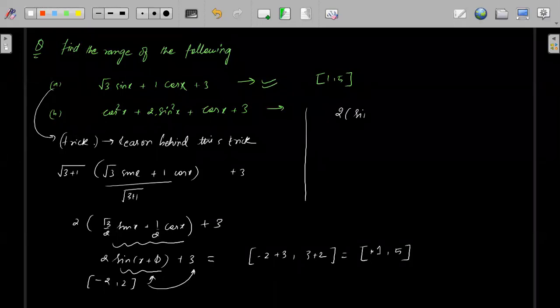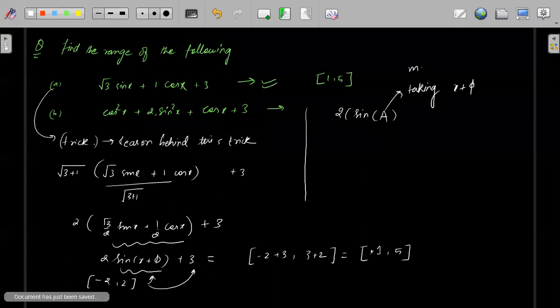2 into sine of something, 2 into sine of, let's take this as a. Now don't ask, sir, how x plus phi becomes a. I'm taking x plus phi as a. This is my assumption, because some students will start asking, sir, how does this x plus phi become a. So what I'm doing, I'm trying to find out the sine of a.